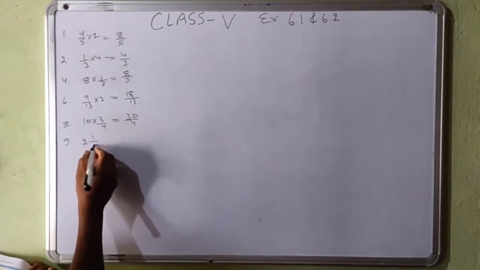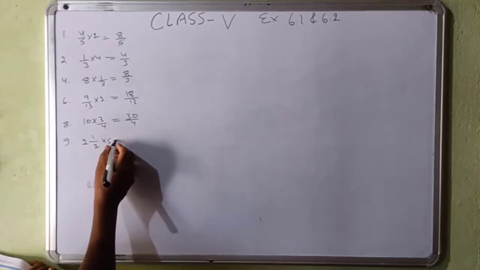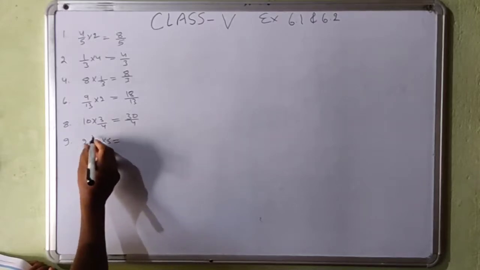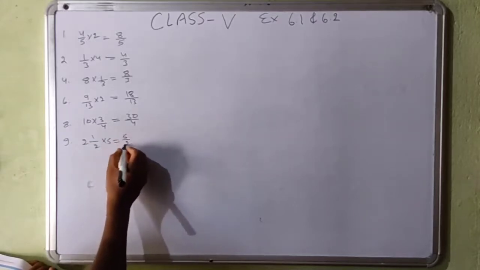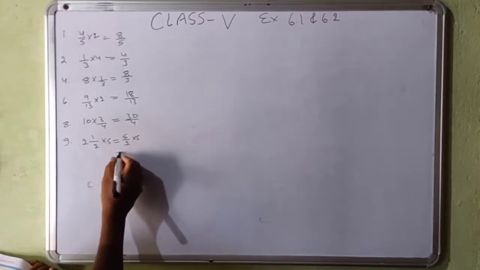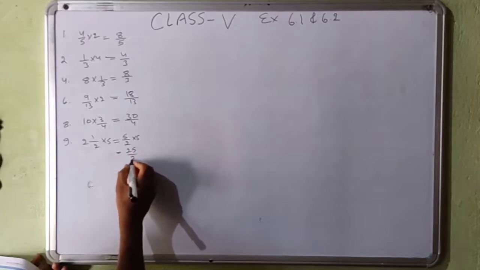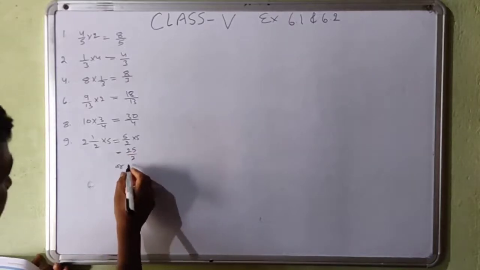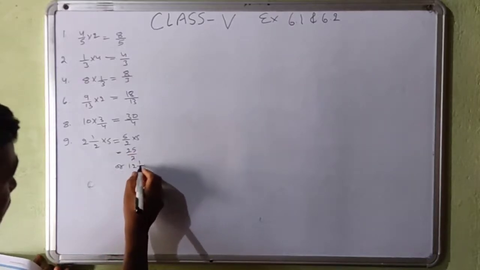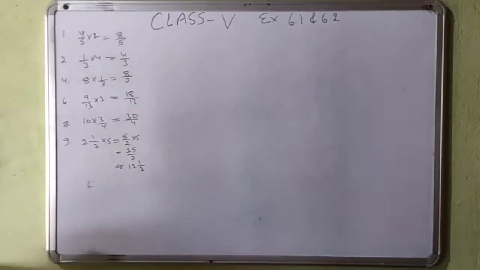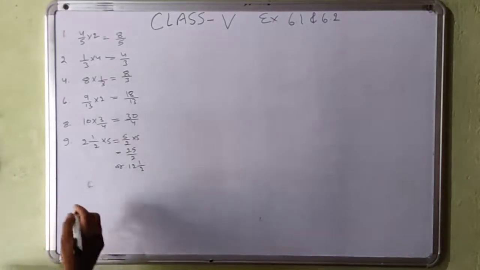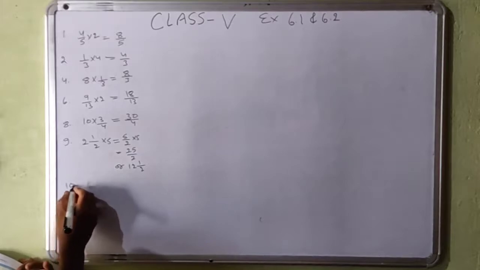2 whole 1 upon 2 multiplied by 5. So 2 2s are 4 plus 1, 5 upon 2 multiplied by 5. So that will be 5 5s are 25 upon 2. Or you can write in mixed fraction, 2 12s are 24, 1 is left, that is 12 and 1 upon 2. Tenth question also similar.